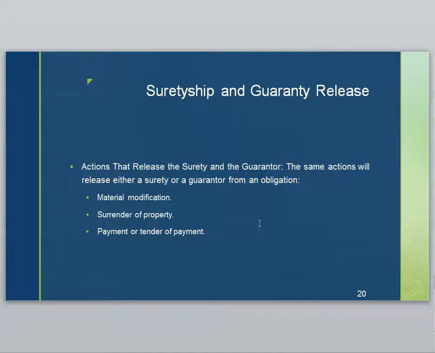So what can happen that you can release that surety or the guarantor, so they're no longer on the hook? There could be a material modification made to the contract. Maybe the amount has been substantially altered such that it would require the surety to resign. The property itself could have been surrendered over to the creditor, or we've paid off this debt, and there is no longer a debt that is owed.